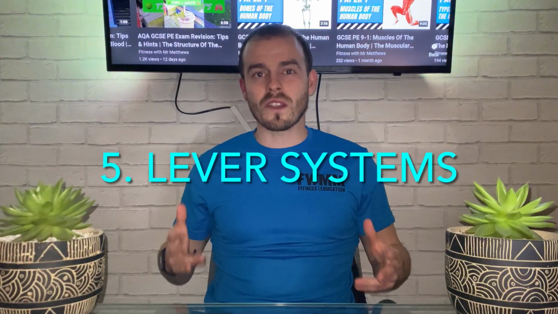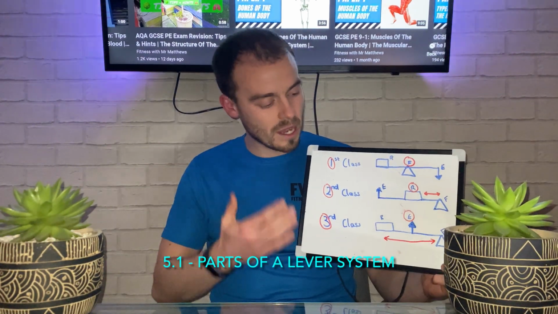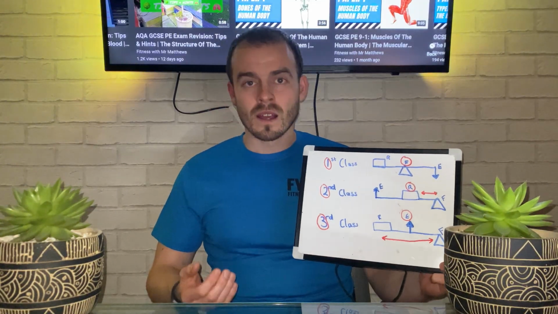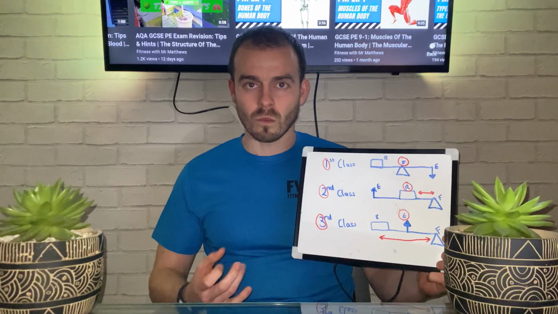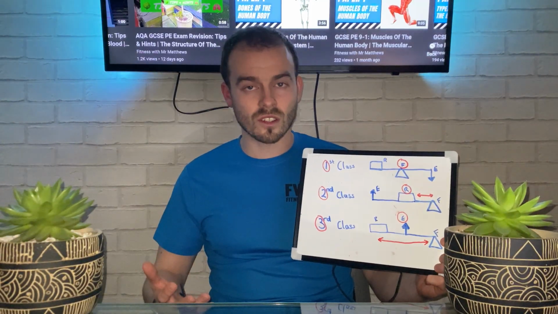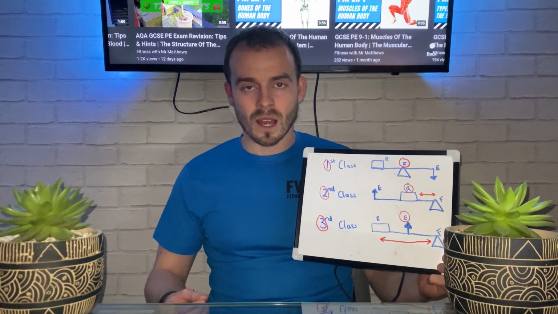So let's move on to our next topic, looking at lever systems, examples of their use in activity. So to begin with, I would like to discuss the different parts that make up each of the lever systems you can see. So you have a fulcrum, which can also be known as the pivot. You have the resistance, which can also be known as the load, and you have the effort.